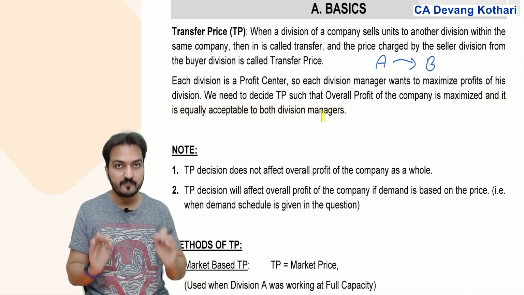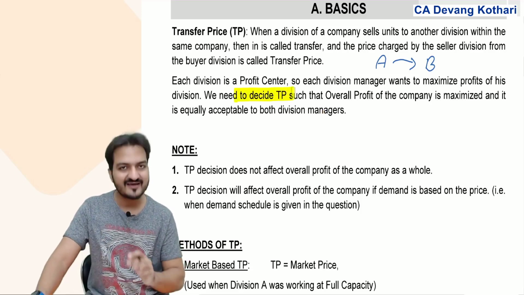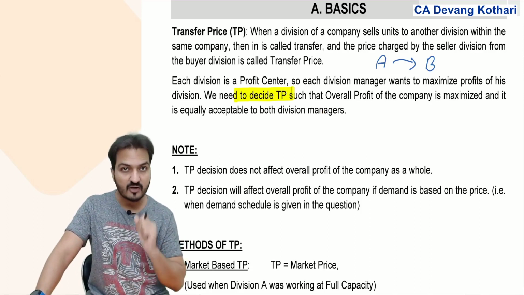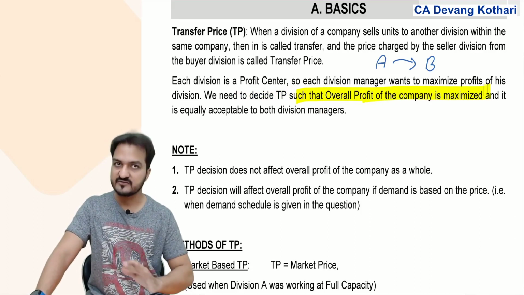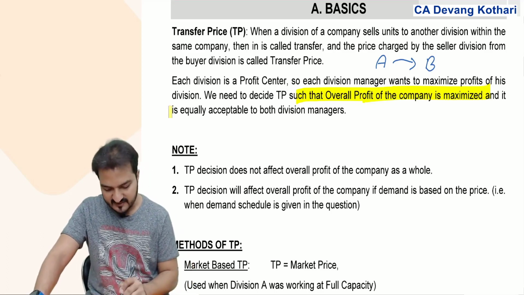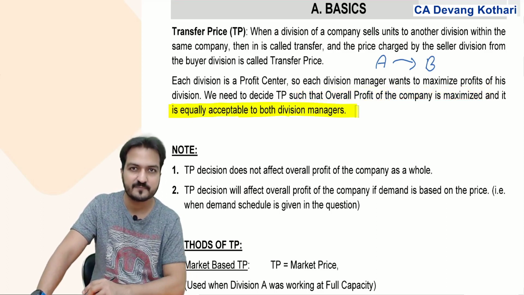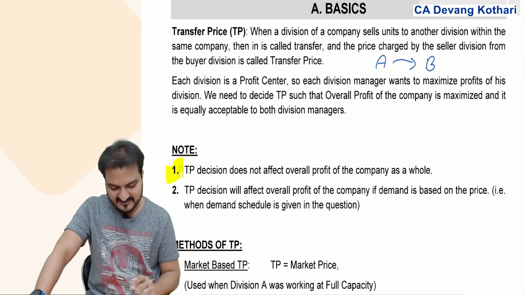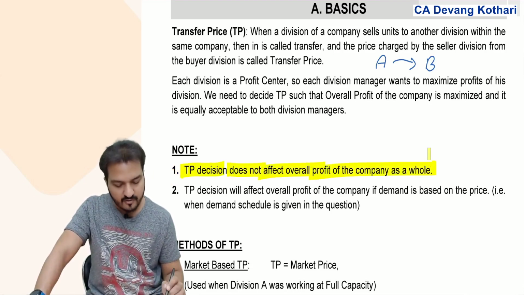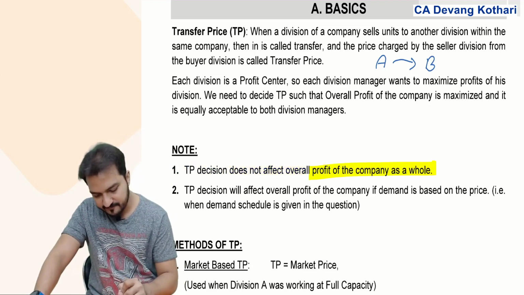Once again, the purpose of the transfer pricing chapter is basically to decide a transfer price, such that the overall profit of the company is maximized and this transfer price is equally acceptable to both the divisional managers. Done? Yes. Now, two basic rules. Rule number one: transfer pricing decision does not affect the overall profit of the company as a whole.